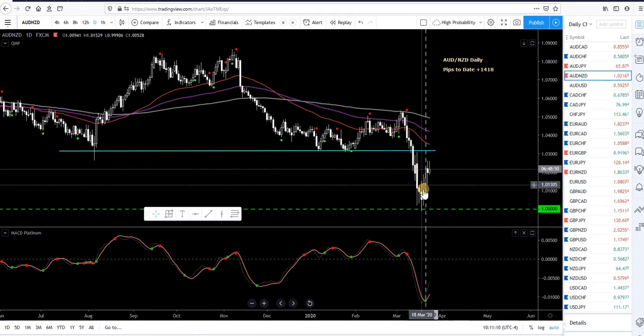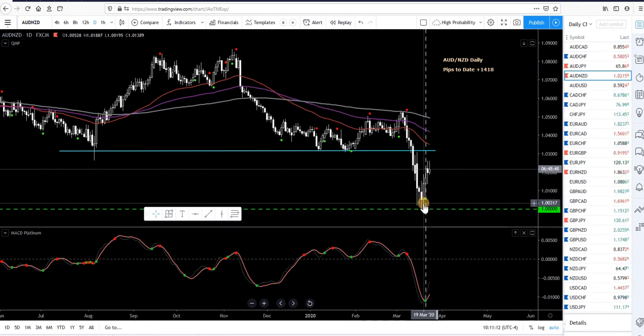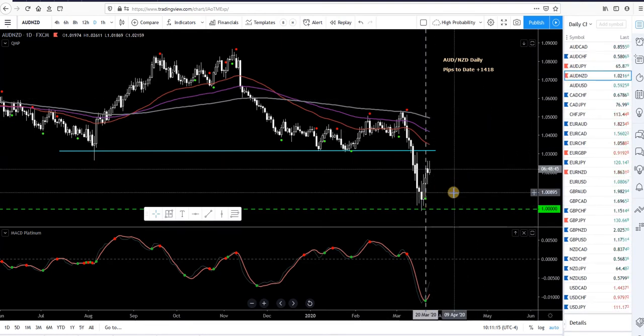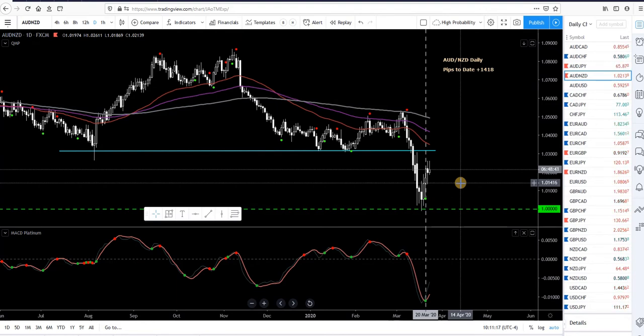Right, Oz, New Zealand, similar story. There's a buy signal here. It's highlighted in pink. The buy would have been in here. I probably should have taken this in hindsight.